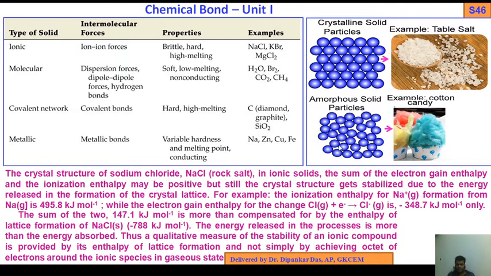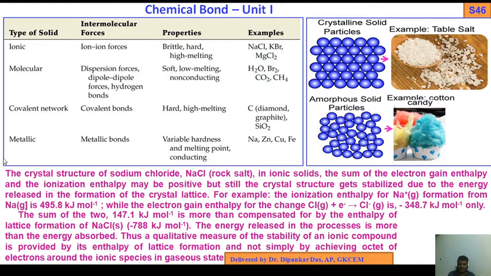In ionic solids, consider the sum of the electron gain enthalpy and ionization enthalpy. Electron gain enthalpy is nothing but electron affinity, and ionization enthalpy means ionization energy, the pull of an electron from the valence shell of a gaseous atom. How much energy is required? Electron gain enthalpy is how much energy is liberated during the acceptance of an electron by a gaseous atom in its valence shell.